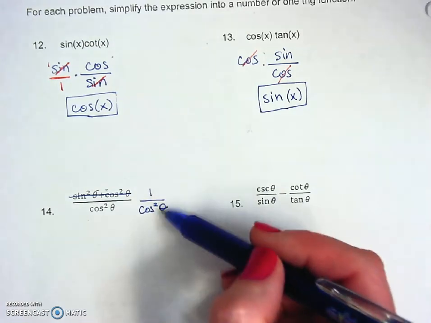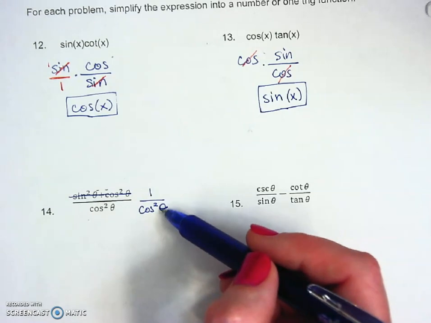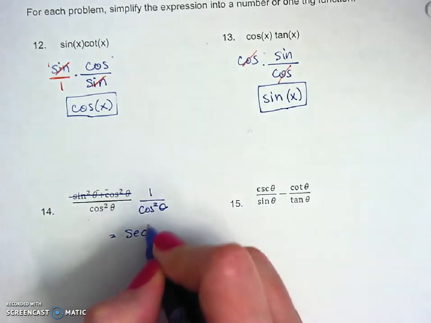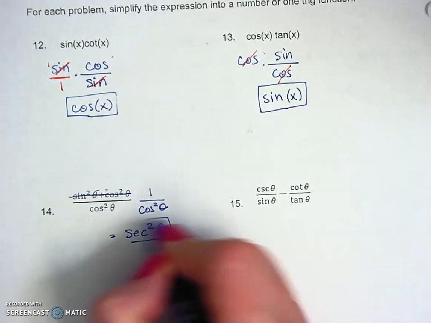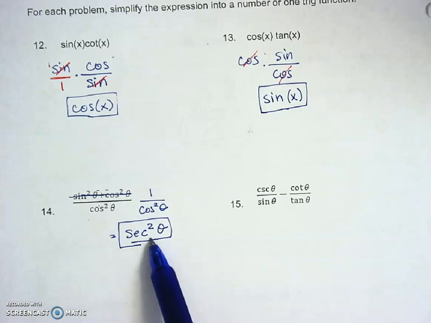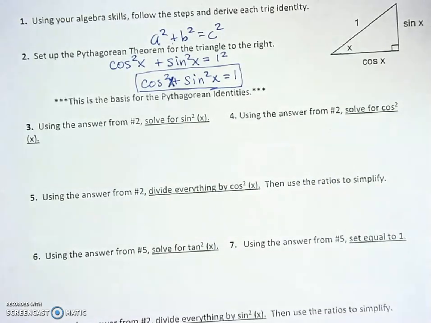So now I have 1 over cosine squared theta, and I know that 1 over cosine can be rewritten as secant. So 1 over cosine squared is the same as secant squared theta. So now I have taken this original problem and simplified it to one trig function. So let's go finish the rest of the front.